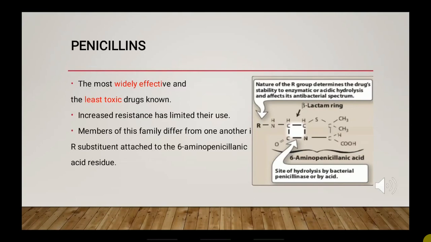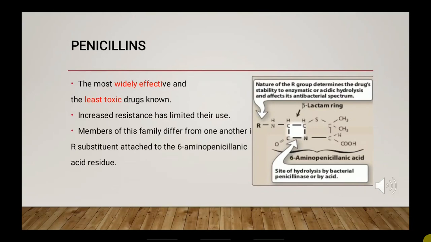Neisseria gonorrhoeae, Neisseria meningitidis. Gonorrhea is a type of vaginal infection, a sexually transmitted disease, and penicillin is the drug of choice for this disease. Okay. Syphilis is also one of the sexually transmitted diseases also treated by penicillin, and penicillin G is very effective against syphilis. So this diagram explains the types of bacteria against which penicillin G is effective.